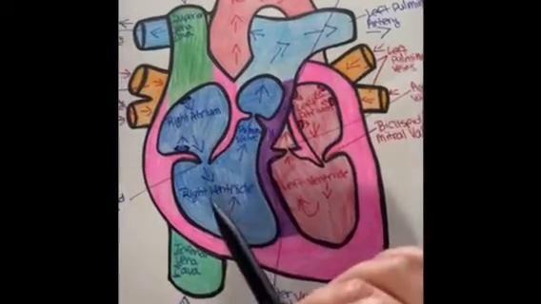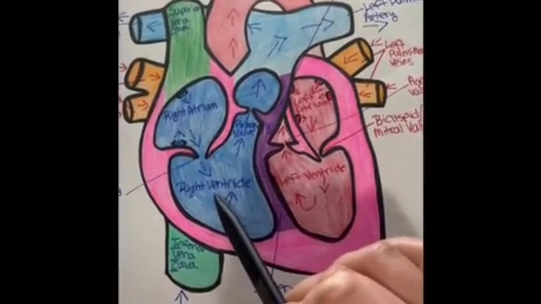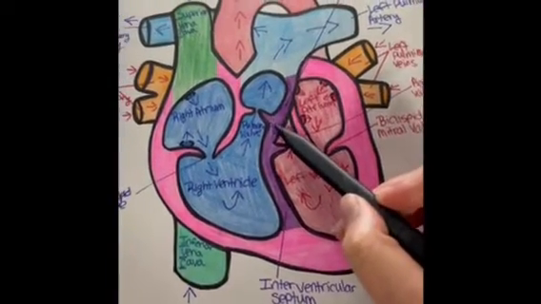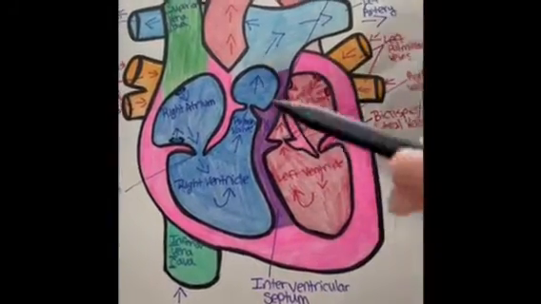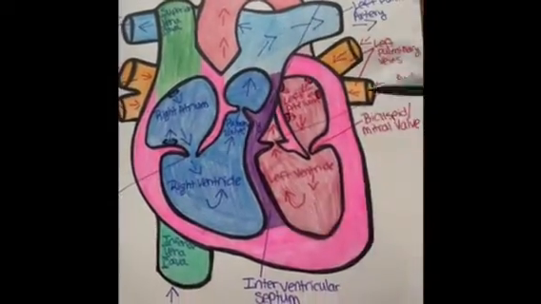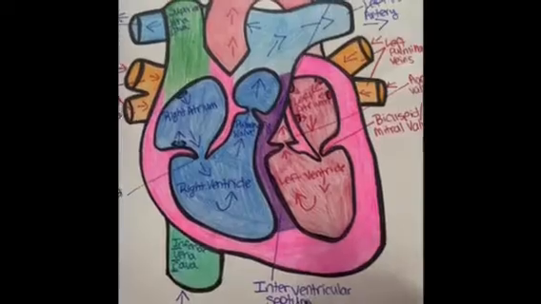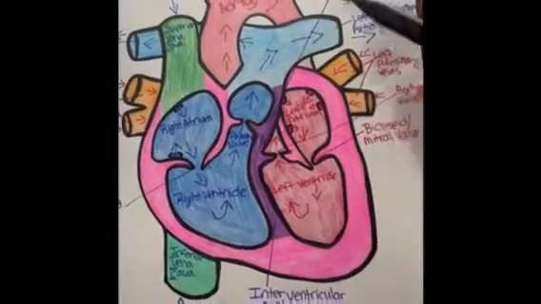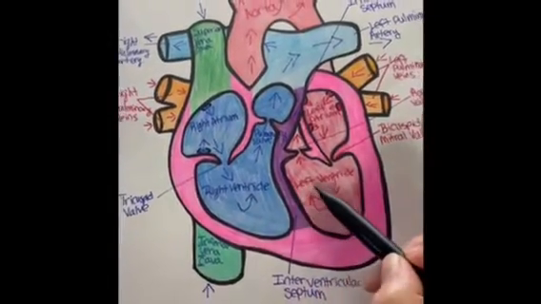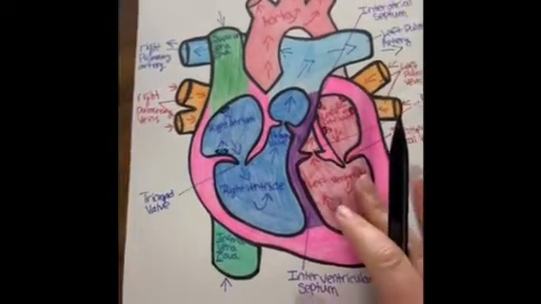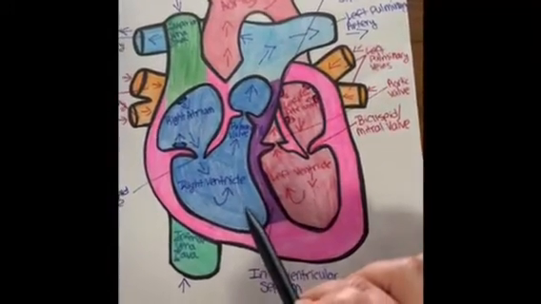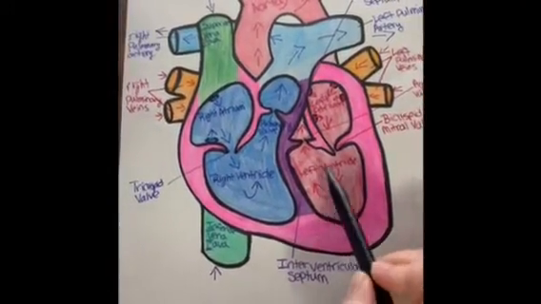So to make sure that all the deoxygenated blood stays on the right side and the oxygenated blood stays on the left side. So the interatrial septum is more superior to the interventricular septum and separates the atria both into right and left. Respectively, the interventricular septum is inferior to the interatrial septum and separates the ventricles into right and left. Now, the point of the septums is to make sure that the deoxygenated blood and the oxygenated blood do not mix.